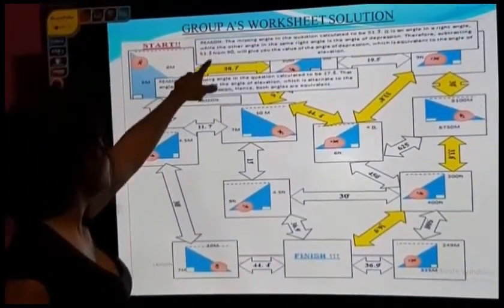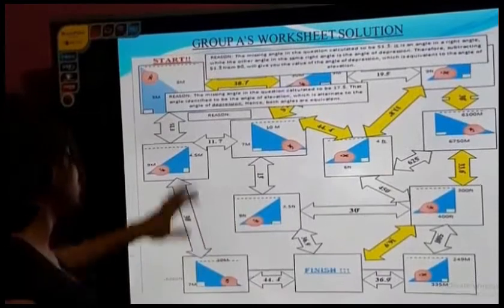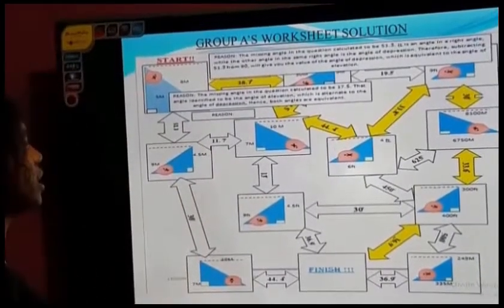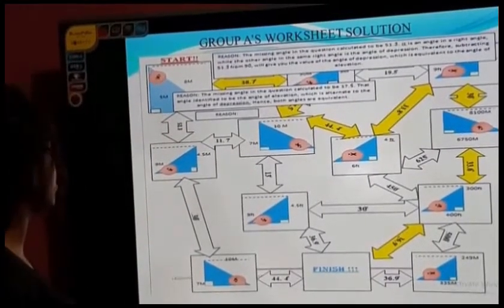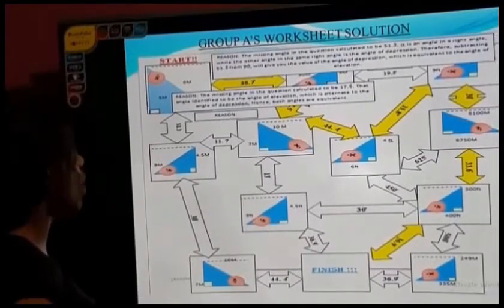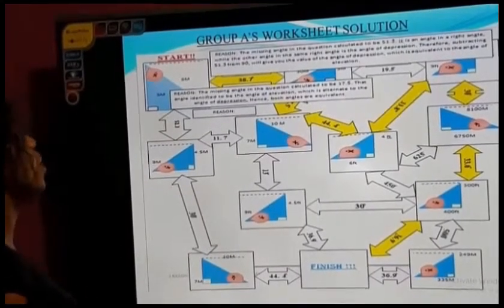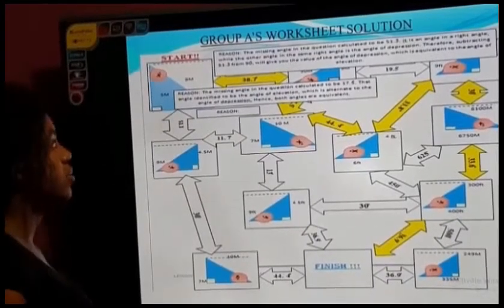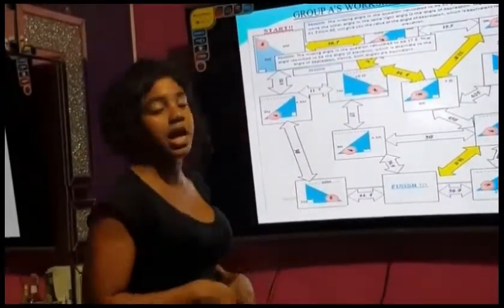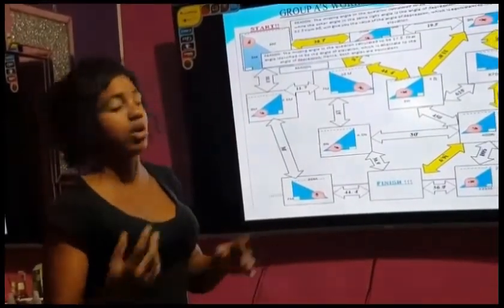And for this, it prompted them to give 2 reasons for 2 specific answers. The reason is that the missing angle in the question was calculated to be 51.3. It is an angle in a right triangle, while the other angle in the same right triangle is the angle of depression. Therefore, subtracting 51.3 from 90 will give you the value of the angle of depression, which is equivalent to the angle of elevation. As we know, the angles of elevation and depression are alternate to each other. So whatever you find for the angle of elevation would be the same for the angle of depression, right?